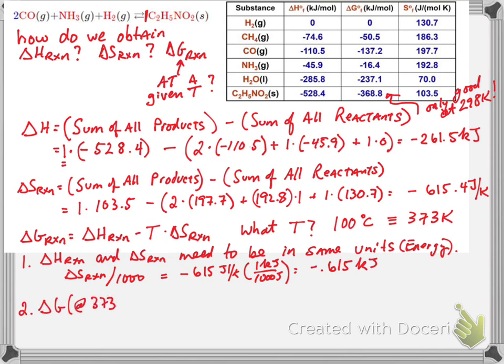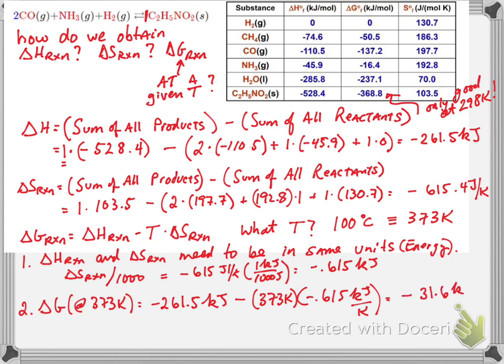Step 2 is to take delta G. We're going to calculate delta G at 373. Remember, delta G is temperature dependent. You have to calculate it at each temperature. So in this case, we're asked to calculate it at 373. So we take our delta H minus T, 373, times delta S. Calculate that, and we get minus 31.6 kilojoules, or product favored.